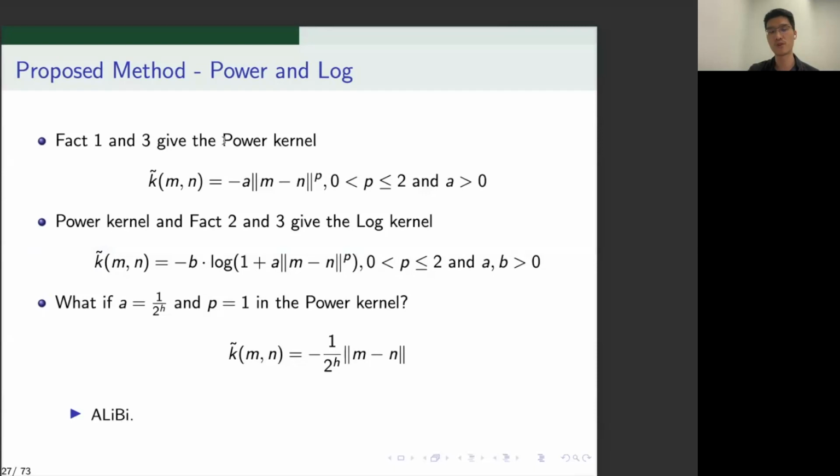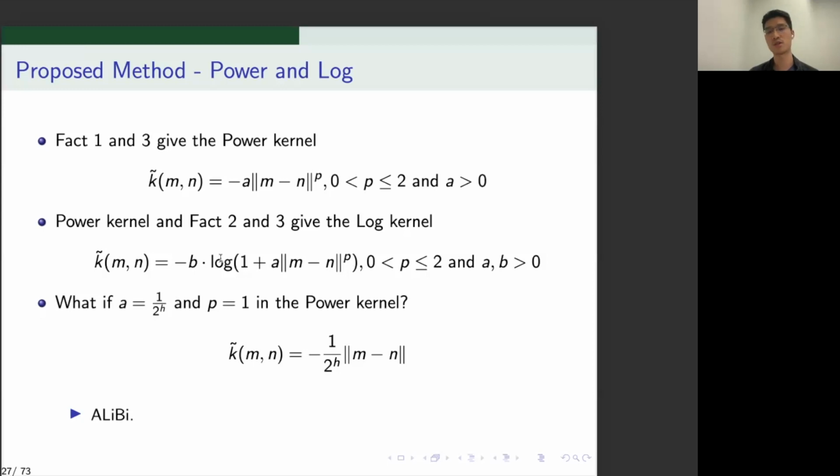For example, we can have the power kernel. m and n are still positions. We can take the difference of them up to the p-th power, followed by coefficient a. And if we have this power kernel, we can combine it with some other facts to get an even more complex kernel here. We get the positional difference up to the p-th power, times a, add 1, and then take the log of it. So this is going to be super complex, and we can make it as complex as we want because we can just mix and match all the existing kernels.